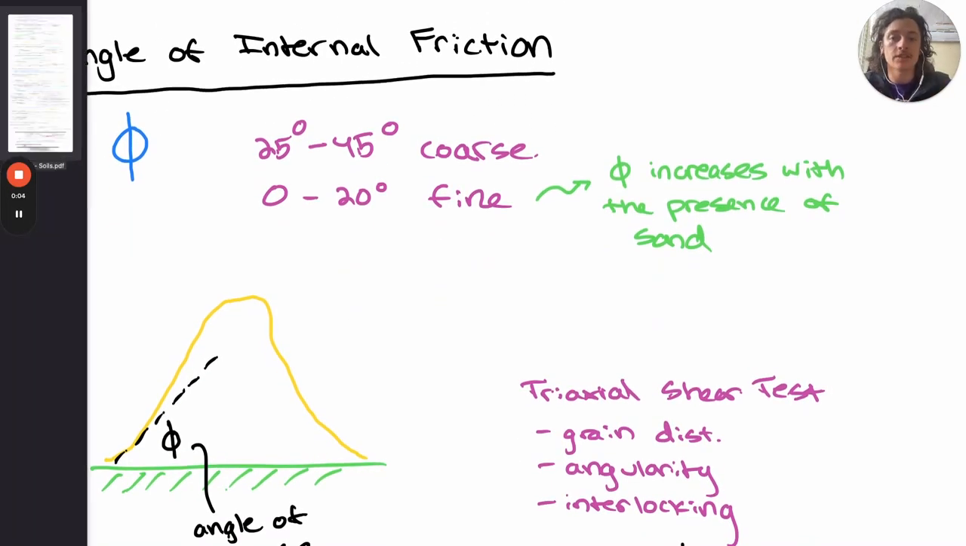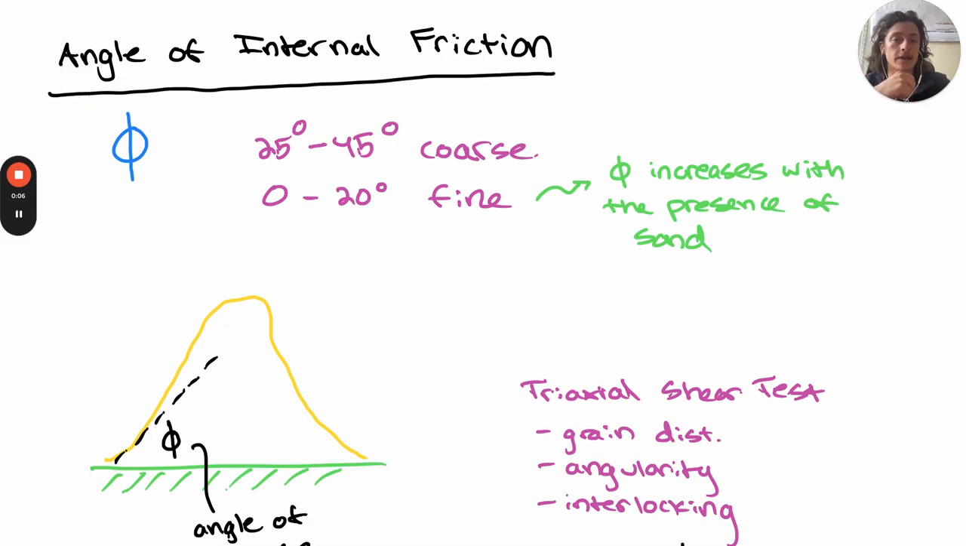Now that we've established the difference between coarse and fine-grained soils, we can dive into discussing the angle of internal friction, or phi. Coarse-grained soils typically rely heavily on angle of internal friction for capacity, while fine-grained soils rely more on cohesion. Theoretically, pure clays will have a phi angle of 0, but this value will slowly increase with the presence of sand. And I've drawn out some typical values for you.